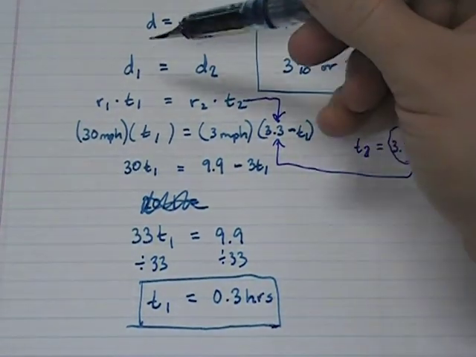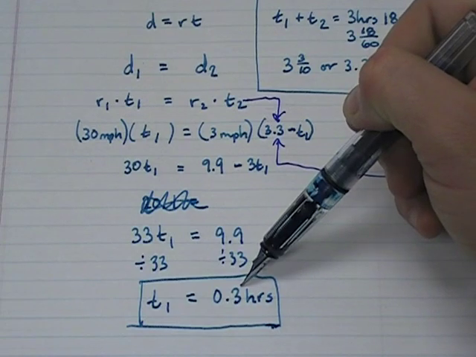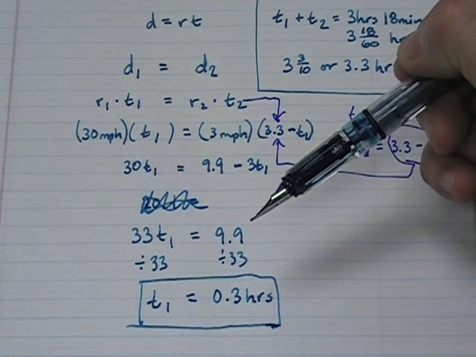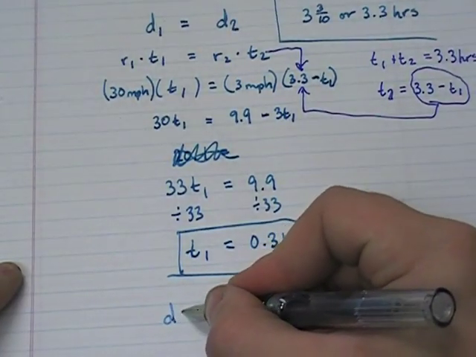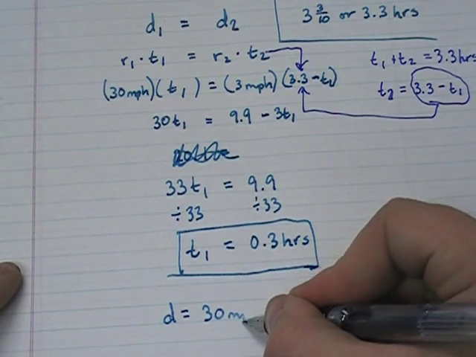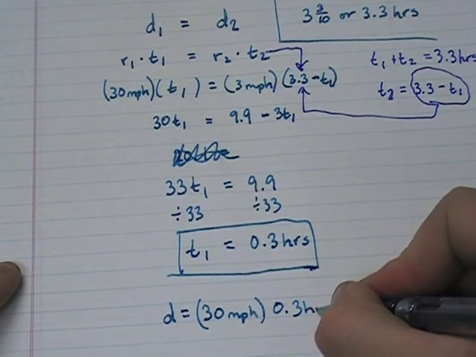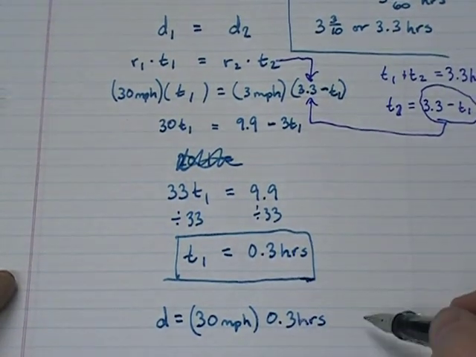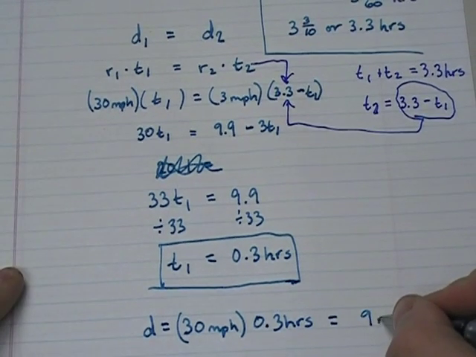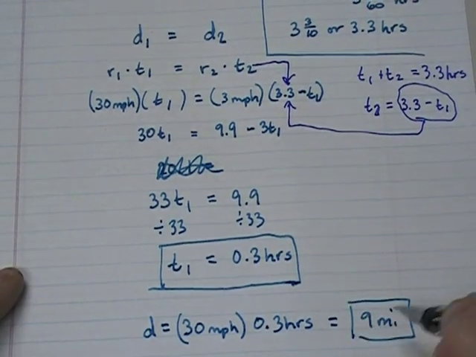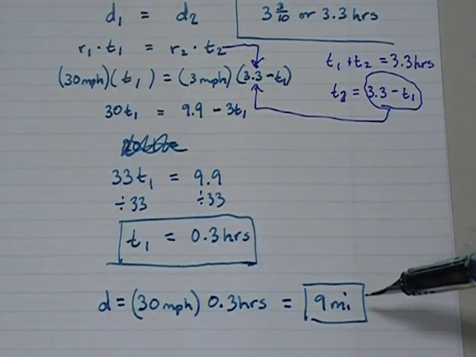Now, what does this mean for us? This means the trip to her friend's house took 0.3 hours. Okay? Well, what do we know about the trip to her friend's house? We know that the distance equals 30 miles per hour times 0.3 hours. And what happens? Well, 30 times 0.3 gives me 9 miles. And that's actually what we were looking for here, is the distance to her friend's house.